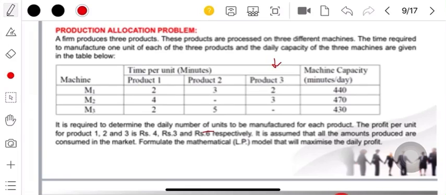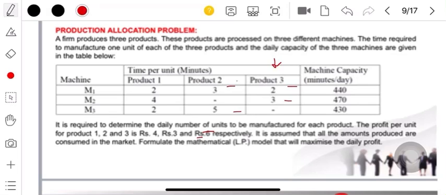So we cannot say randomly, we cannot determine manually which product should be produced. It is not advisable to produce only the product having the maximum profit, because if we talk about product 2, right? It is taking different minutes on each machine, and product 3 is taking different minutes as well. Okay, so we cannot determine it this way.